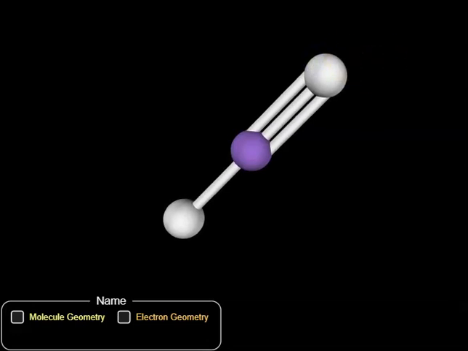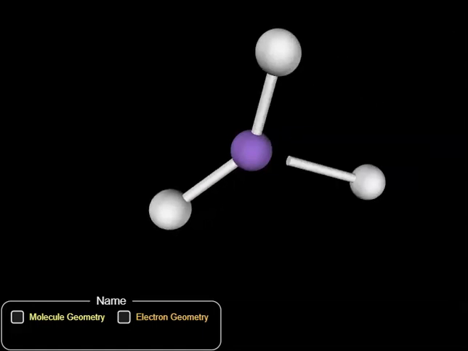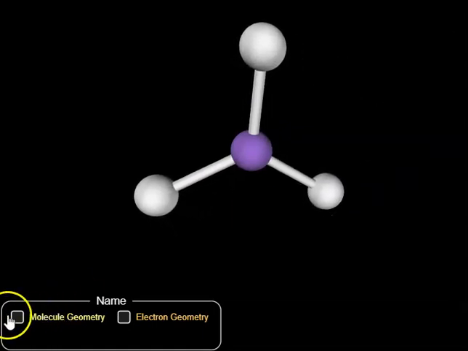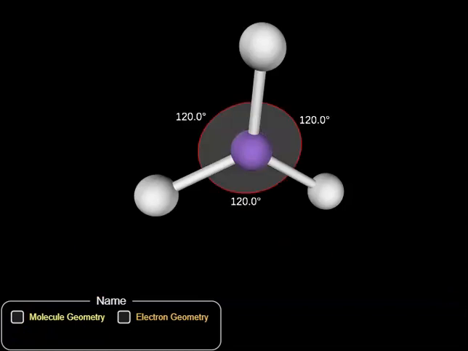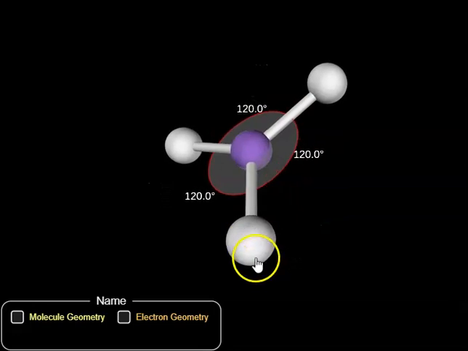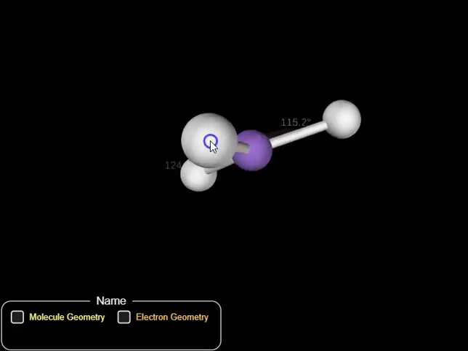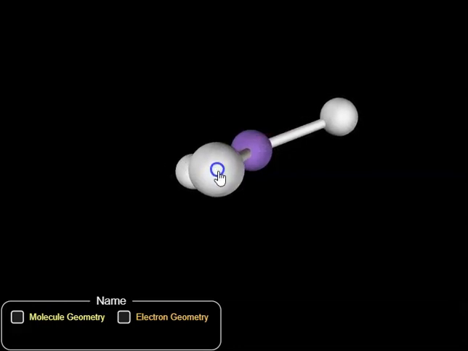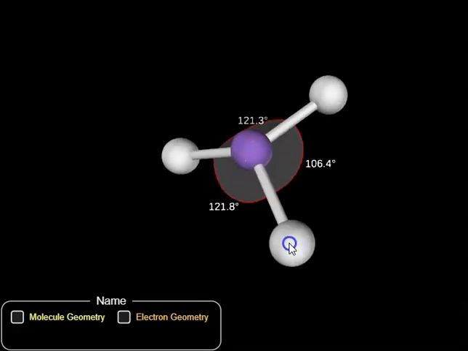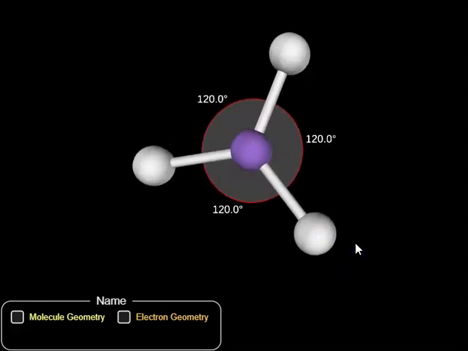Now, if we have 3 pairs of electrons, the shape that we get is known as trigonal, T-R-I-G-O-N-A-L, trigonal planar shape. It's called planar because if you look at it from the right angle, you can see that it's on a flat plane. Hopefully you can see that there. Okay, so all 3 bonds are in the same plane. The angle between the 3 bonds is 120 degrees.